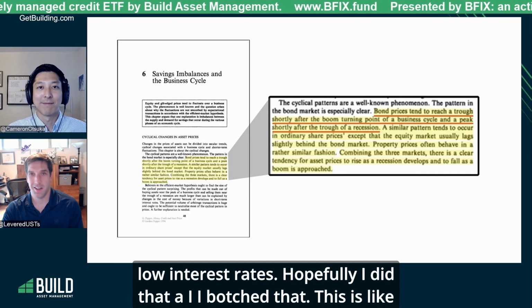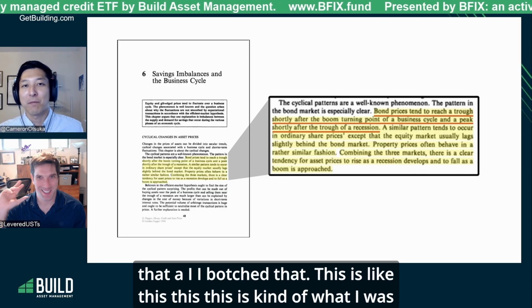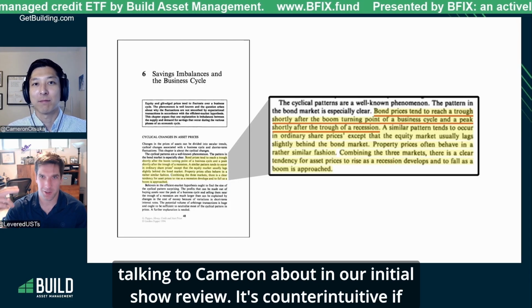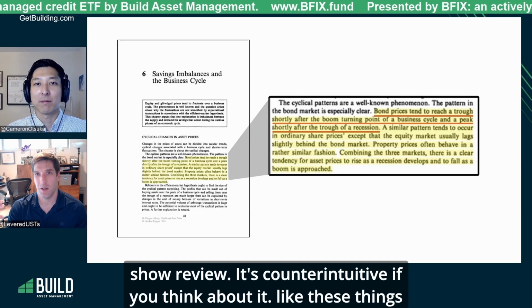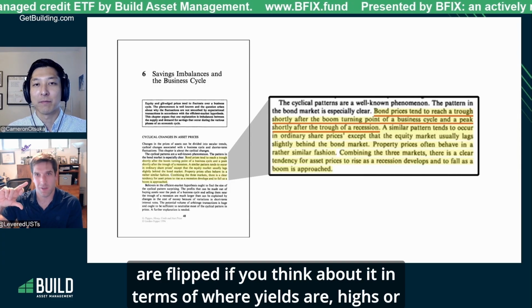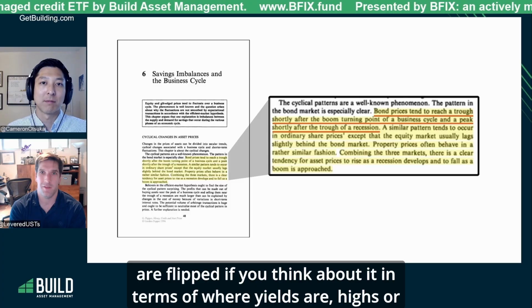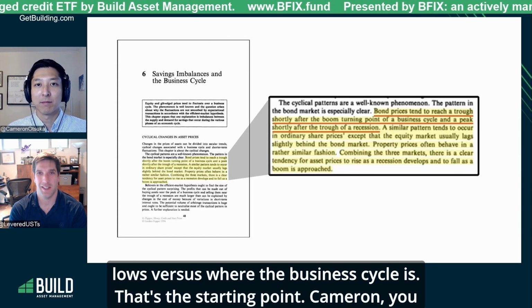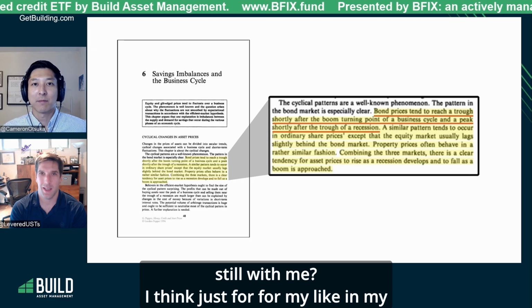Hopefully I didn't botch that. This is what I was talking to Cameron about in our initial show review. It's counterintuitive if you think about it. These things are flipped when you think about where yields are, highs or lows, versus where the business cycle is. That's the starting point. Cameron, you still with me? Yep.